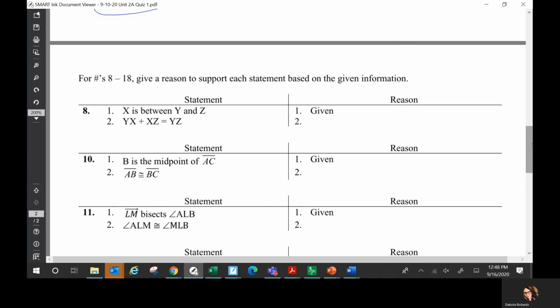Okay. Number 8, x is between y and z. So yx plus xz equals yz. That was segment addition. Segment addition postulate.